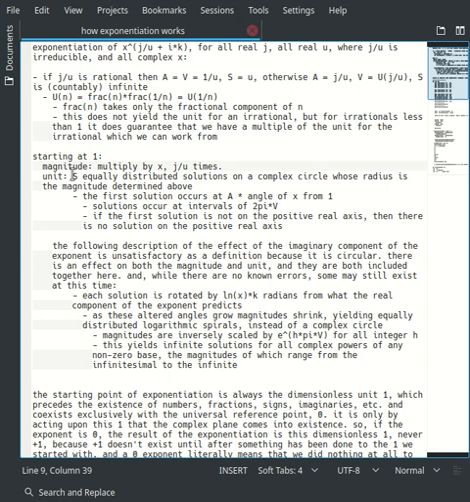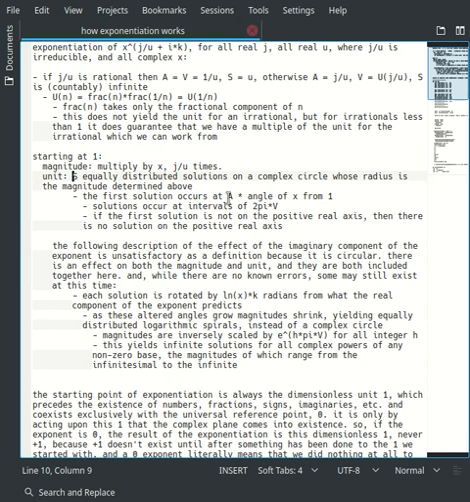For the unit, we take s equally distributed solutions, and this is where the a, v, and s come in. And those are just random letters that I use because they look different from each other. They sound different from each other, right? S equally distributed solutions on a complex circle whose radius is the magnitude determined above, right? So if your magnitude turned out to be 1, it would be the complex unit circle. But for the most part, that's not what's going to happen. So, a complex circle whose radius is the magnitude.